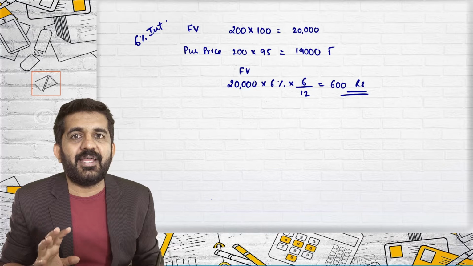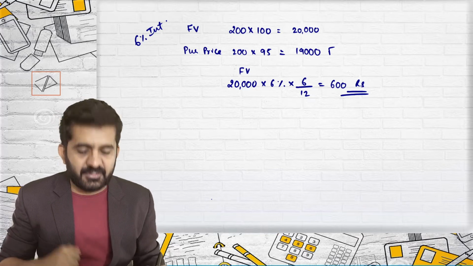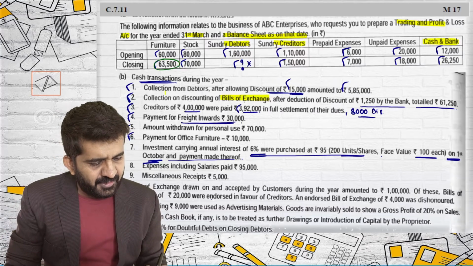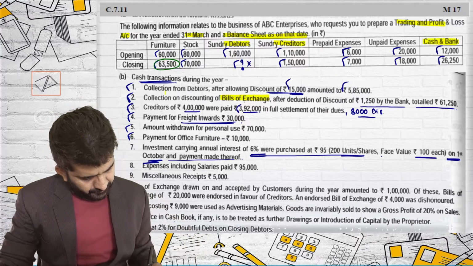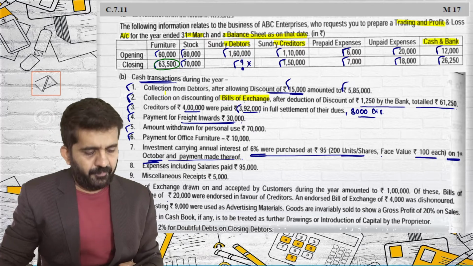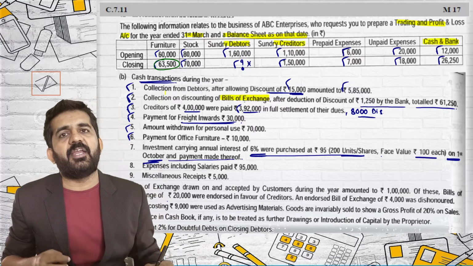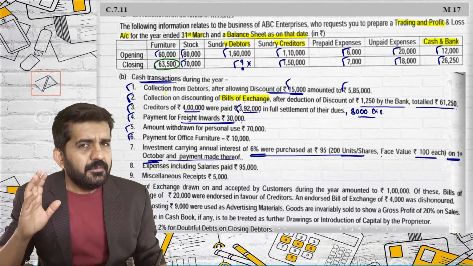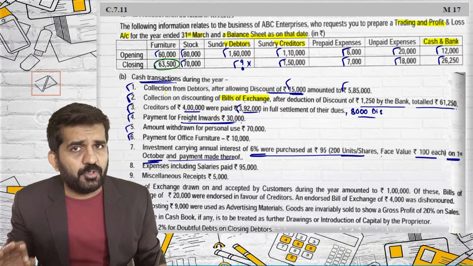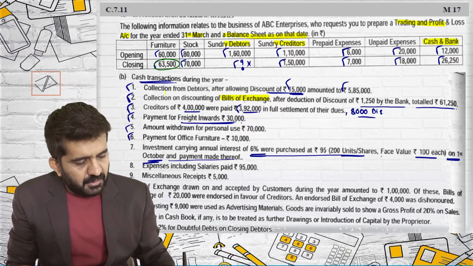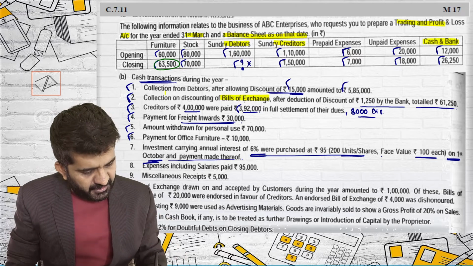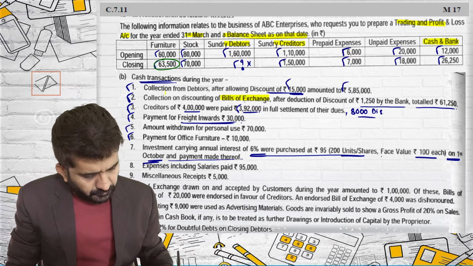Now you can tell it is received or you can tell it is outstanding. Is it given anywhere in the point that it is received? No. You can assume it is received. You can assume it is outstanding. Both assumptions are absolutely correct, will give you full marks. I am assuming it is outstanding.